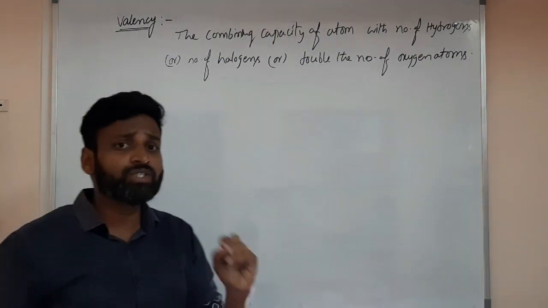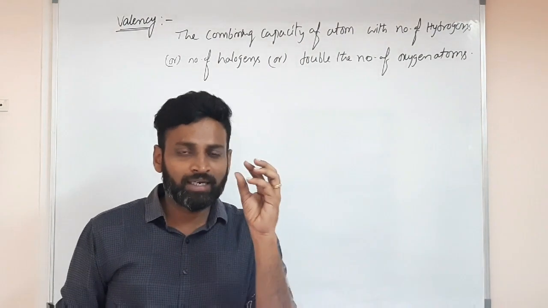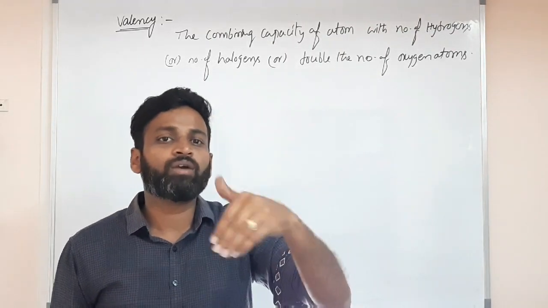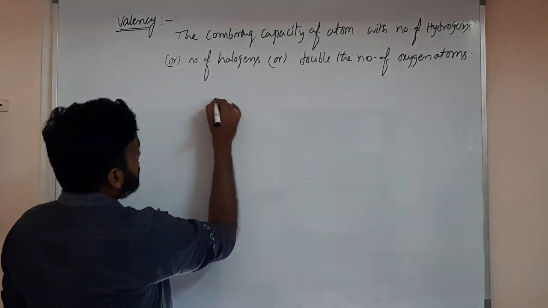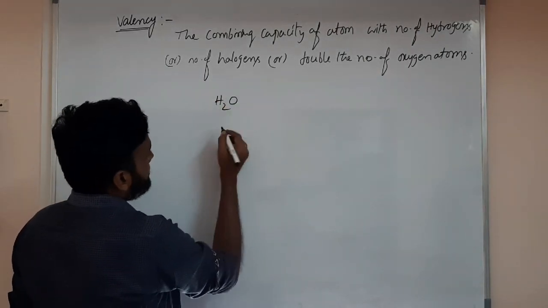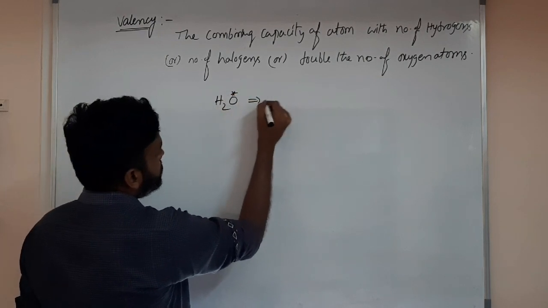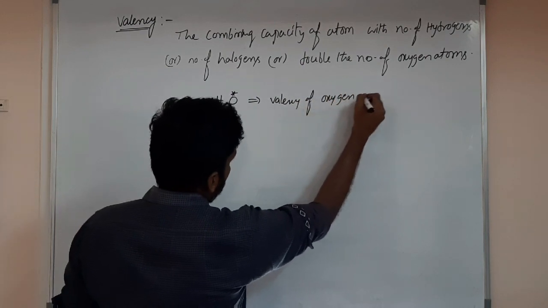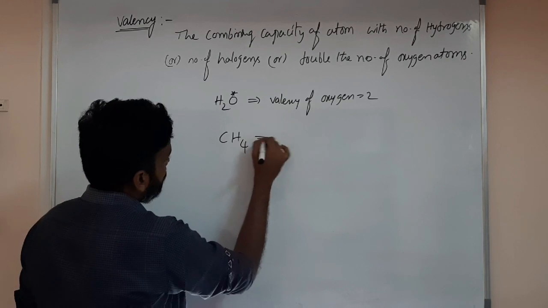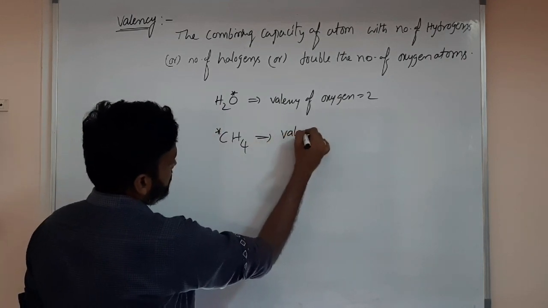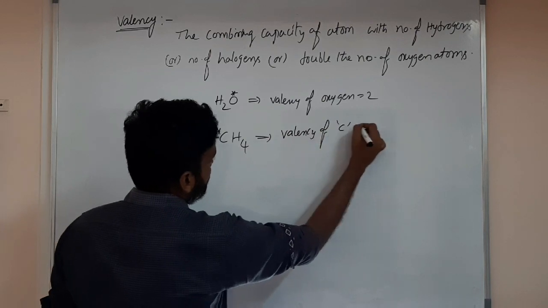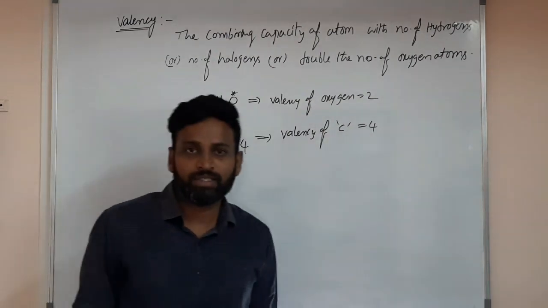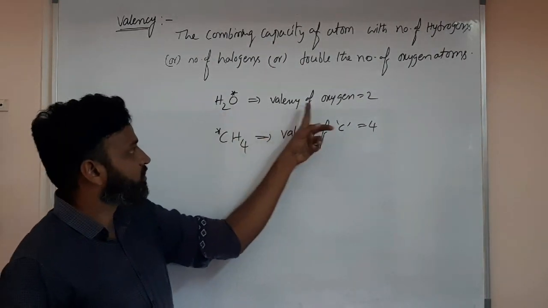Because each oxygen can form 2 bonds. So a particular atom X combining with 2 oxygens means we have to take valency 4, double. Suppose H2O: oxygen valency how much? Valency of oxygen is 2. CH4, what is the carbon valency? Valency of carbon is 4. The number of hydrogens combining is equal to the valency. Oxygen combined with 2 hydrogens, so valency of oxygen is 2.